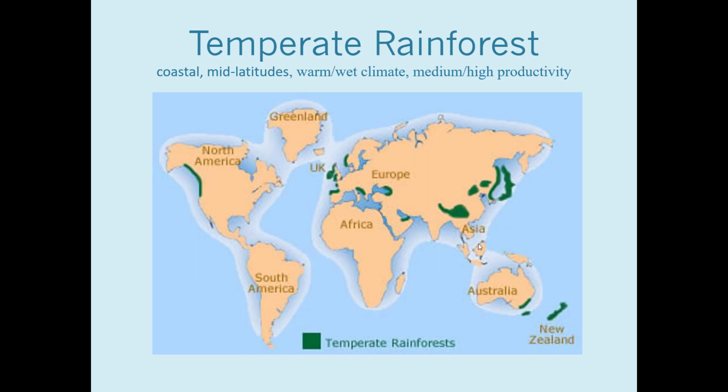Okay, temperate rainforests are one of the rarer biomes. They're always on the coast. They're always at mid-latitude, so kind of 40, 50, 60 degrees. Warm, wet climate, which makes sense because we're right next to the ocean. Medium to high productivity. So really note where these are specifically.